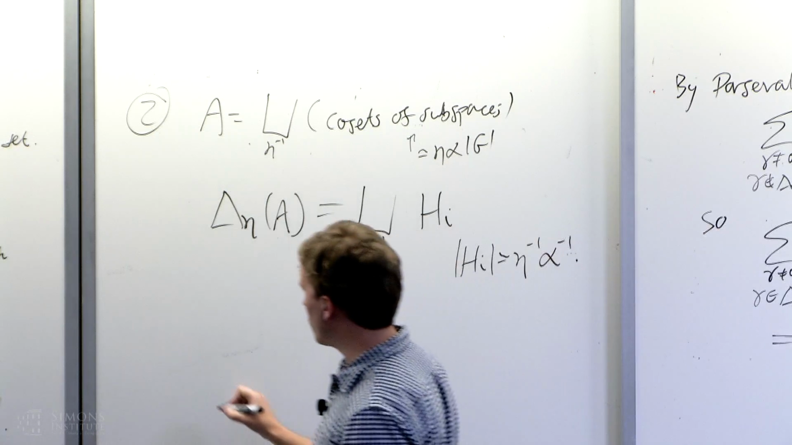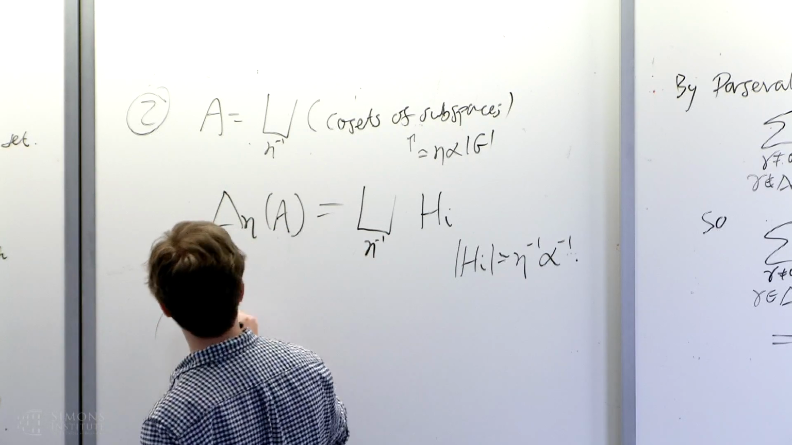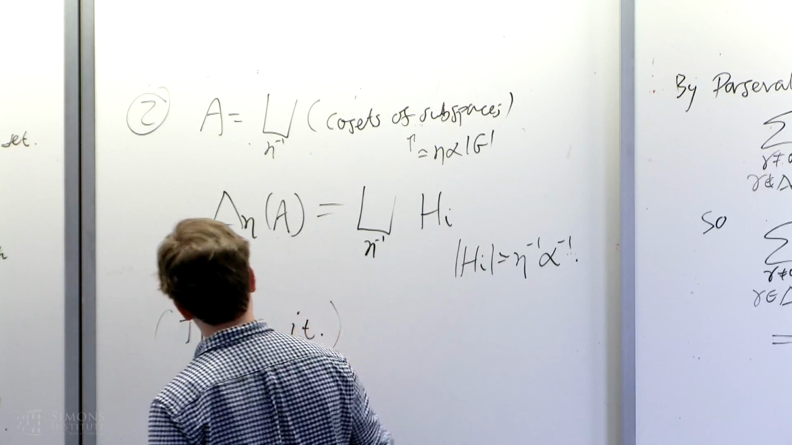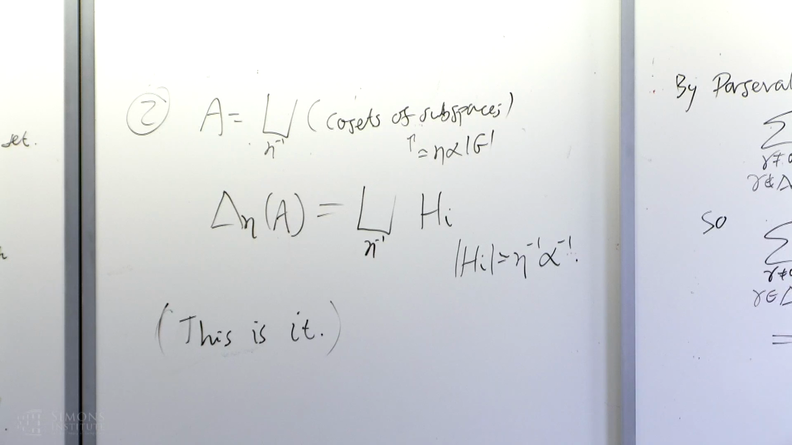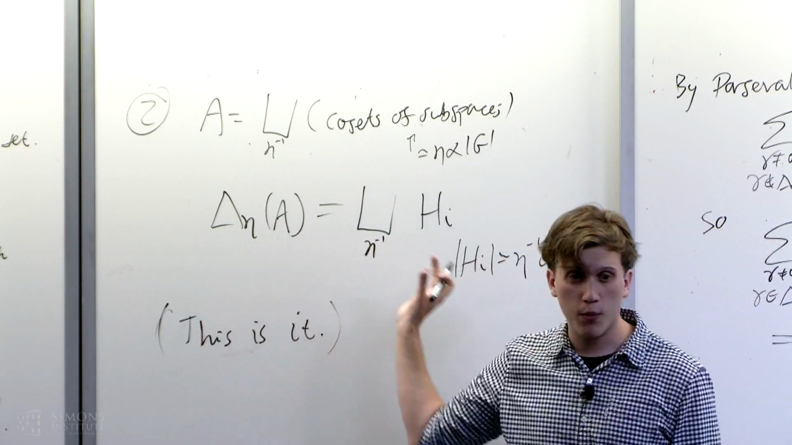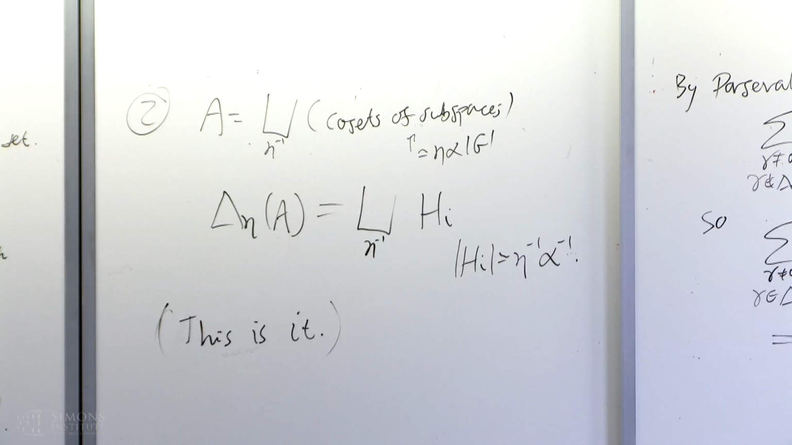I'll explain this in more detail in a few minutes, but this is it. In some suitable sense, we can show that if you're looking at spectra of genuinely this size, so eta to the minus 2 alpha to the minus 1, you're going to look like one of these two guys. So let's take that for granted for now and say that I'm definitely going to look like one of these two guys.